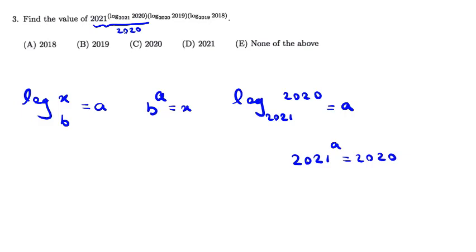Similarly, by this definition, it is the number that if you raise 2020 to the power of that, you will reach 2019. And it is the number that if you raise 2019 to the power of that, you will reach 2018. So the answer equals 2018.